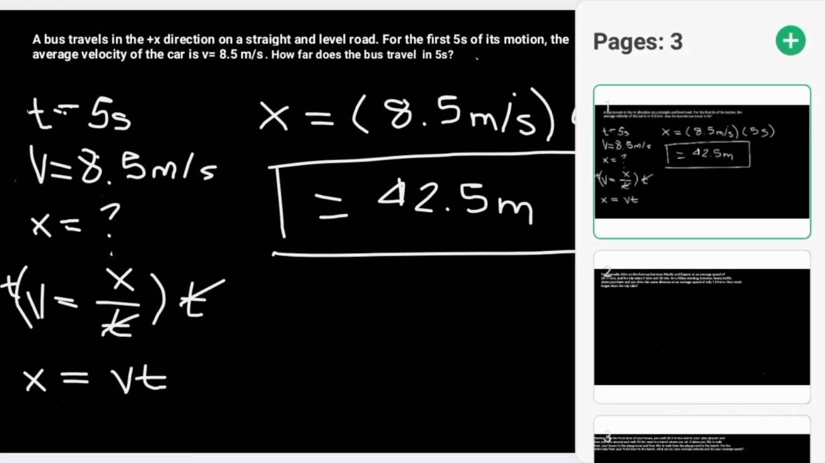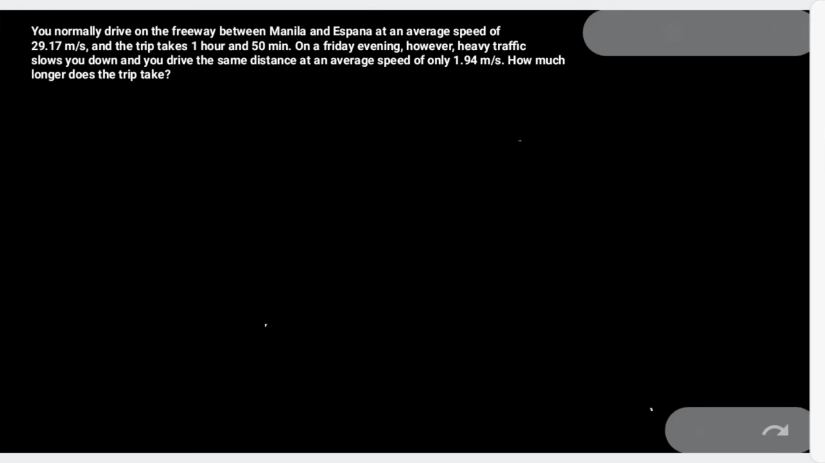Let's try another problem. You normally drive on the freeway between Manila and Espana at an average speed of 29.17 meters per second, and the trip takes 1 hour and 50 minutes. On a Friday evening, however, heavy traffic slows you down and you drive the same distance at an average speed of only 1.94 meters per second. How much longer does the trip take?